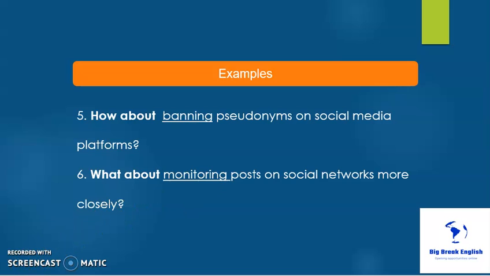Okay, so those are some ways of making suggestions in IELTS Speaking Part 3. And next time we're going to look at ways of making predictions, making future predictions. Some questions will invite you to do this. So we're going to look at ways of doing that.